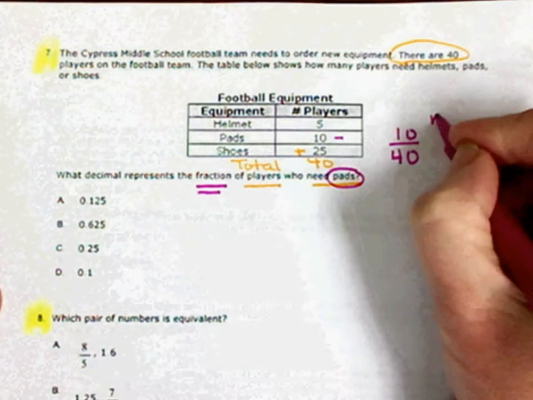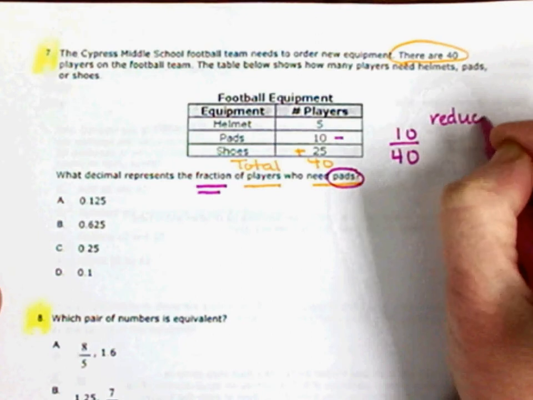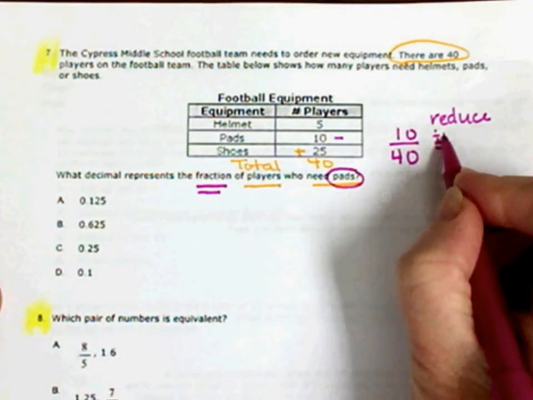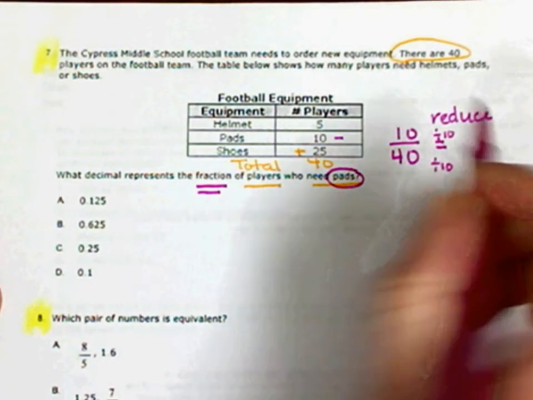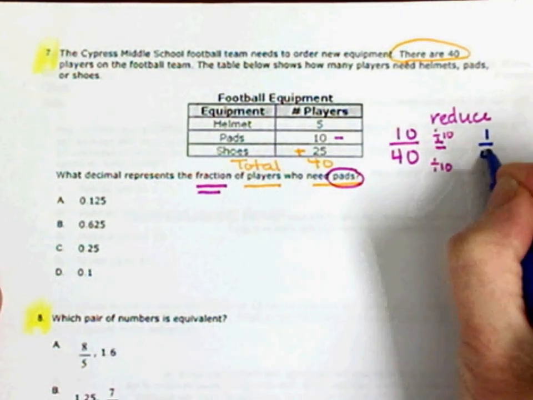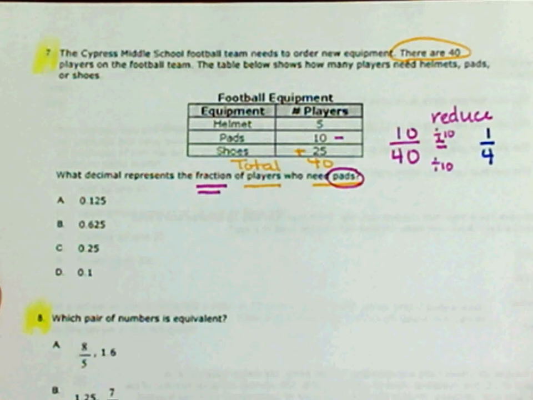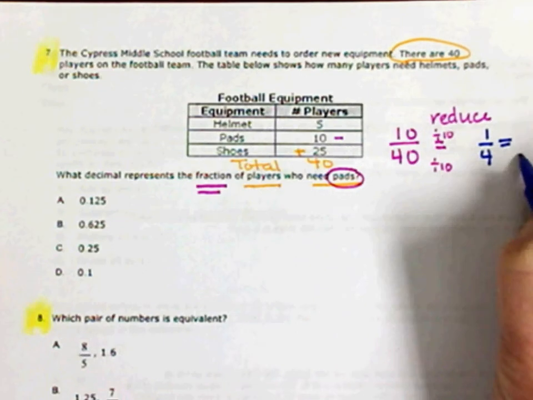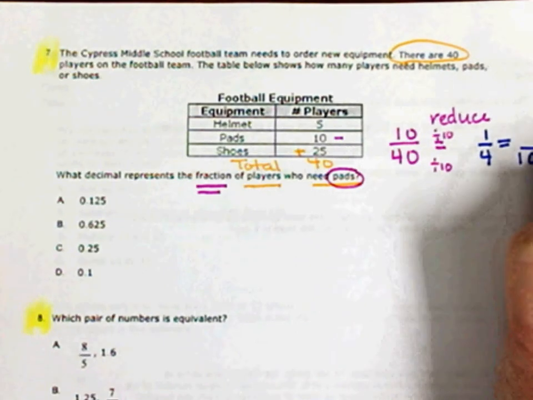I want to always think that I can reduce this fraction, so I'm going to reduce it down as low as it can go. If I divide by 10 on the top and divide by 10 on the bottom, I'm going to get a reduced fraction of 1/4. Now, to name that decimal, we can think that it's either a benchmark and we should know it as 1/4, or we can make this equivalent to something out of 100.